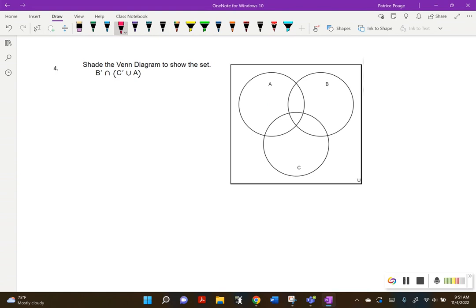All right, shading a Venn diagram. I'm going to number my spots. And our main operation in this one is intersection. So I'm wanting to think ands, very strict. On the left side, I want all the numbers in B complement. That means every number that is not in B. So every number not in B, that's 1, 4, 7, 8.